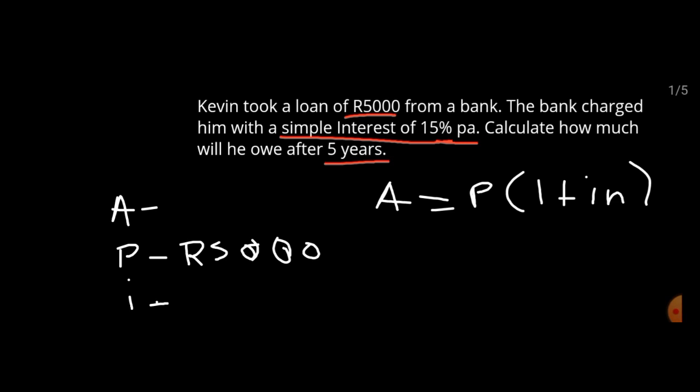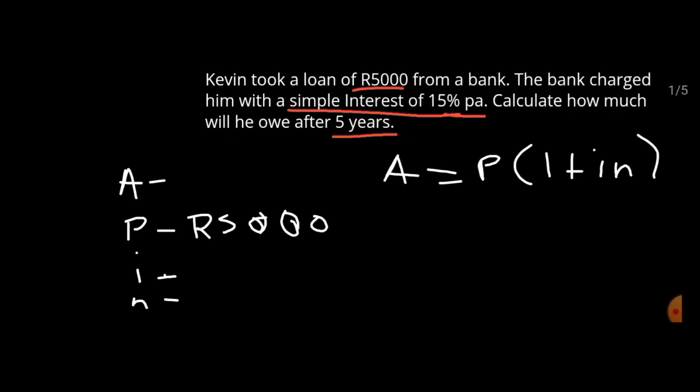Whether it's a loan or an investment or a deposit, whatever. So he went to the bank and took 5,000 as a loan. That's the first amount, so P. Then it says the bank charged him a simple interest of 15%. We know that is the interest rate, i. Our i is 15%, but we know they want it in decimal. So you just say 15 divided by 100, and that gives 0.15. That is the decimal form of 15%. You put it into the formula in decimal form.